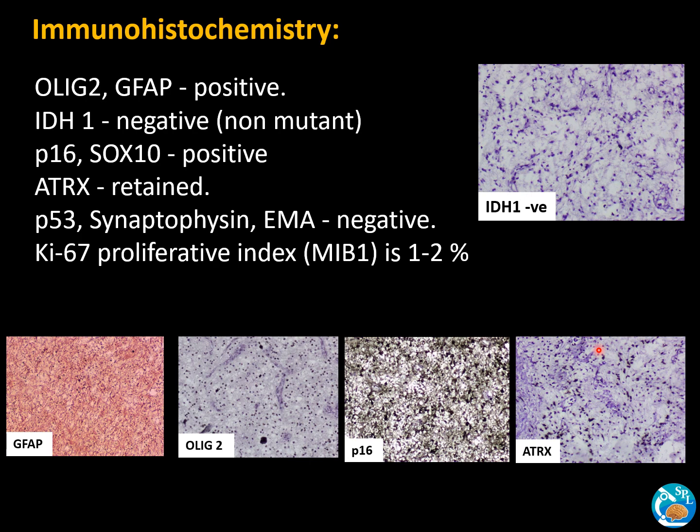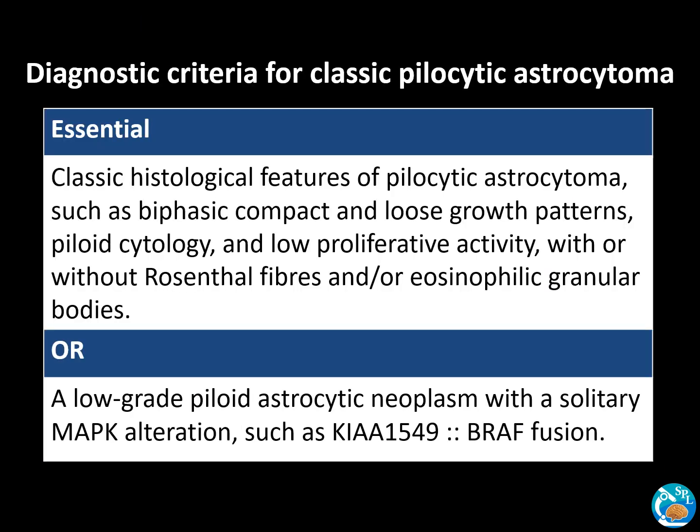Coming to immunoprofile, these are GFAP, OLIG2 positive tumors. They are IDH non-mutant. P16 is retained, SOX10 is positive, ATRX is retained. P53 is weak or absent. Synaptophysin and EMA are negative, and the proliferation index is very low. So these are the diagnostic criteria for classic pilocytic astrocytomas as per the WHO 5th edition recommendation.